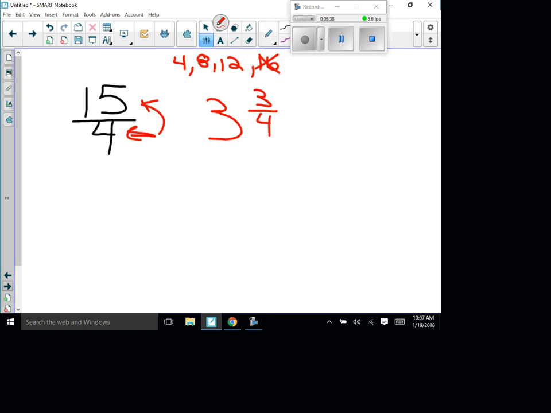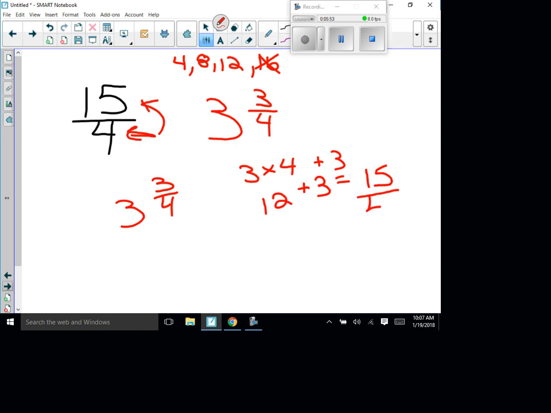Now just to check it, go 3 3/4 here, and then you multiply 3 times 4, and then you add 3 after it. So 3 times 4 is 12 plus 3 equals 15, and we put that over fourths, and you have it. So you know that you are correct.